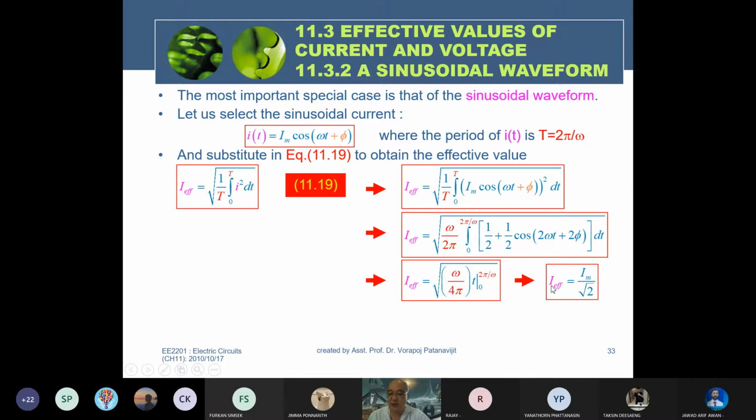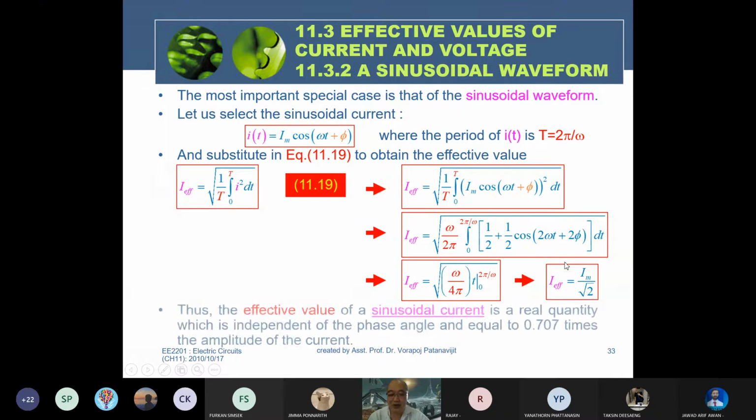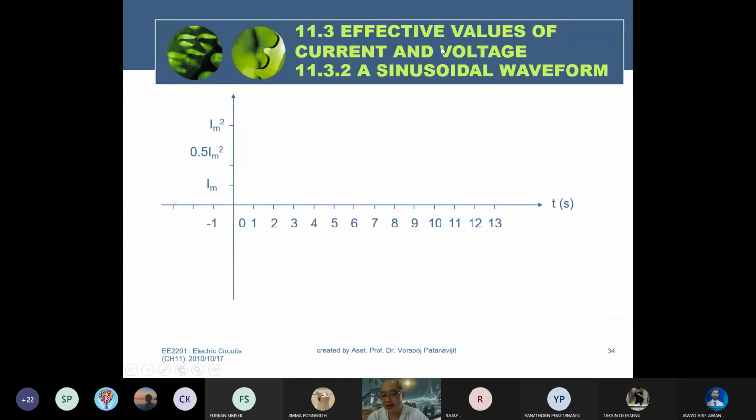Therefore, the general form of the I effective, you can summarize for the sinusoidal waveform special case: I effective value equal to I peak, or the I maximum, divided by square root 2, or 1.4. Thus, the effective value of the sinusoidal current is a real quantity which is independent of the phase angle and equal to 0.7 times the amplitude of the current. From the graphical point of view, the relationship between the sine wave and the effective value, the root mean square, can be computed by these steps.